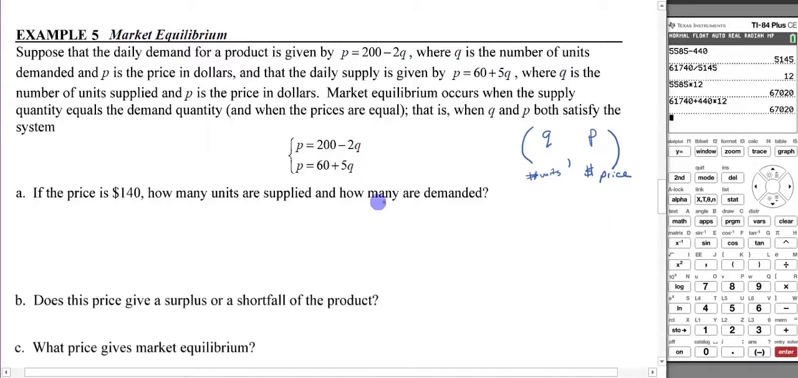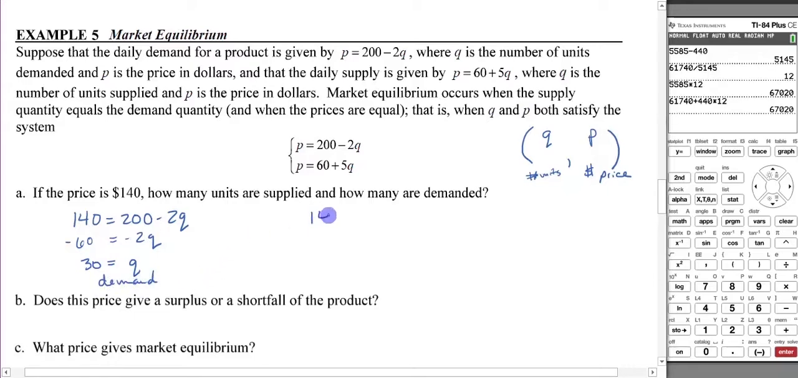We can do this by putting $140 in for P. So let's do that on the first equation, which is our demand equation. 140 equals 200 minus 2Q. So we get negative 60 equals negative 2Q. So Q is 30. So this is the number of units demanded.